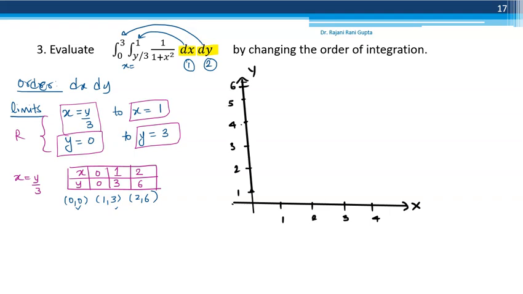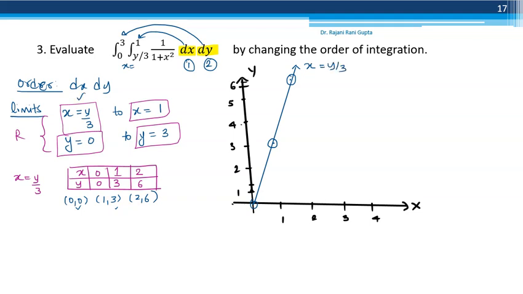Okay, somewhere here. Now, the first point is 0, 0. The 1 should be somewhere here. This is your point 1. Then the next point is 1, 3. At x equal to 1, y is 3, so it will be somewhere here. Then 2, 6, somewhere here. So join these points. This is your line x is equal to y over 3.